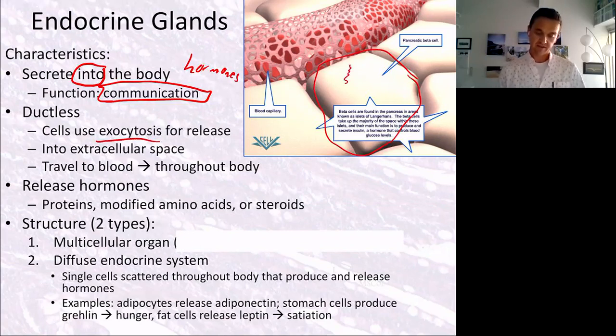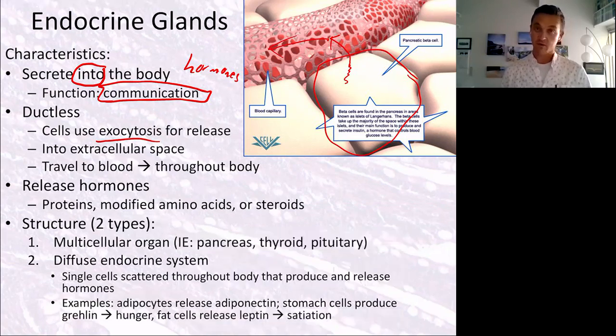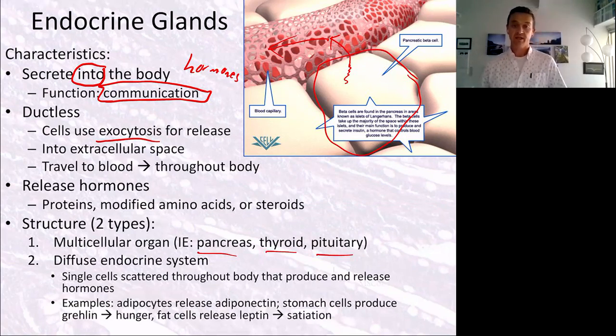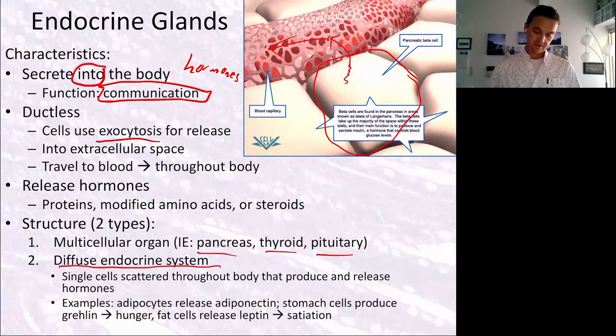All right, so it's going to be released here, make its way into a blood vessel, and then it can travel down the blood vessel and communicate with the rest of the body. Okay, and so there's two types, the multicellular organ, which is what we typically think of, like the pancreas, the thyroid gland, pituitary gland. Those are multicellular organs of the endocrine system. Okay, but then we also have what's known as the diffuse endocrine system, which is just cells scattered all over the body, and it can be just normal cells, actually, like fat cells, like adipocytes or stomach cells, and they release special hormones that are important for different functions of the body.